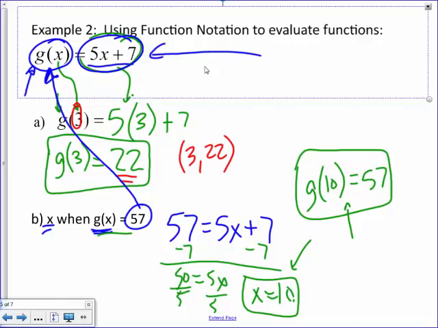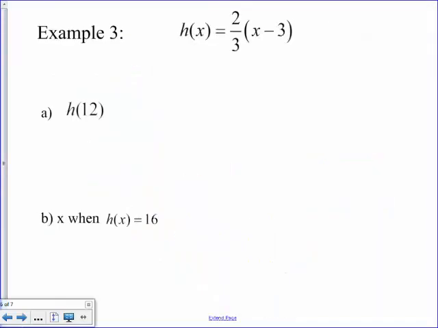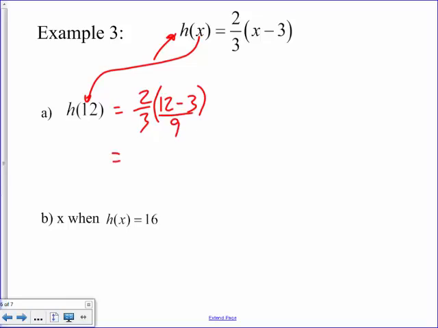And let's do this one more time, just to get used to it with a little bit trickier numbers. So same thing now, I'm calling the function h. So h is made up of x's, and I'm going to plug in 12 for x. So I'm going to take this 2/3 x minus 3, but instead of x, I'm putting in a 12. And that would give us, well, 12 minus 3 is 9, and 2/3 times 9 is 6. So the function h, when x is 12, equals 6.